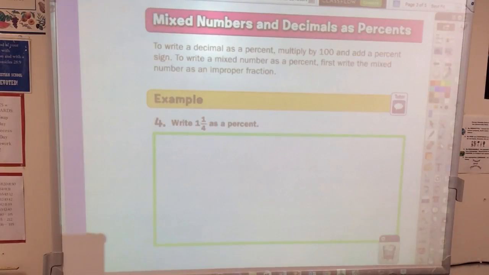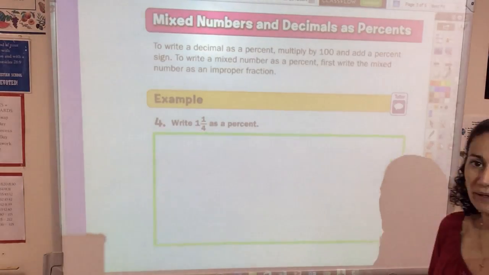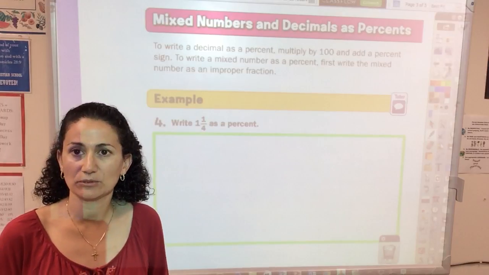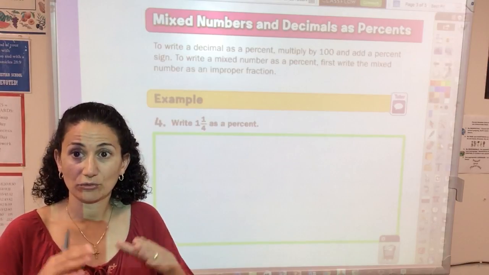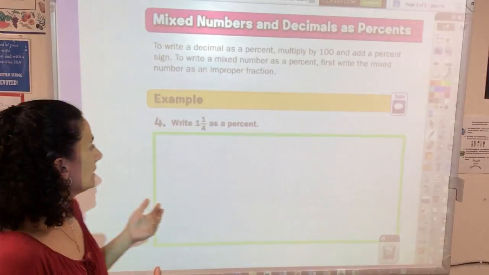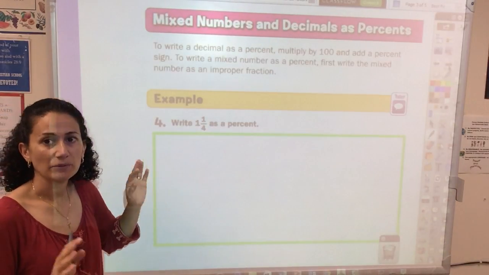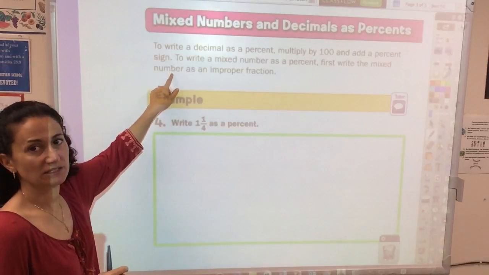Okay, now let's look at writing fractions as a percent. We already talked about this, but again, now in this video, I'm showing you examples of fractions and decimals that are greater than a whole. So here we have 1 and 1/4 as a percent. I'm going to show you two methods. Take a look at what it says up here.